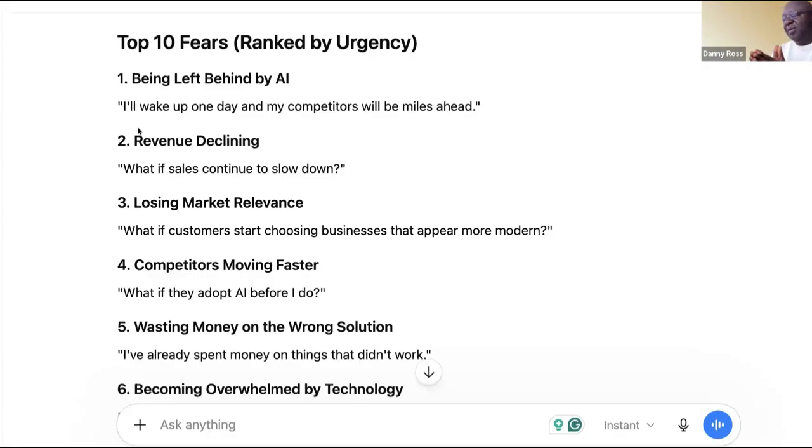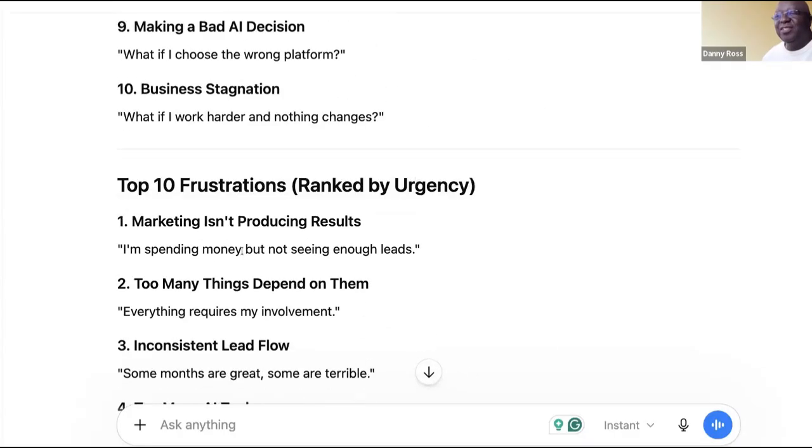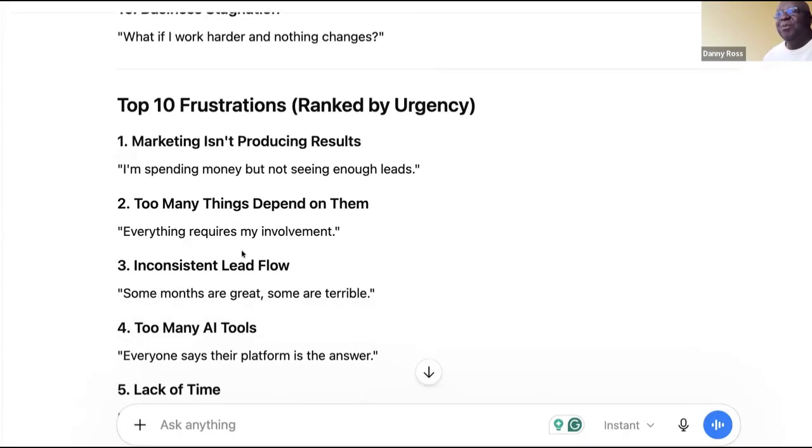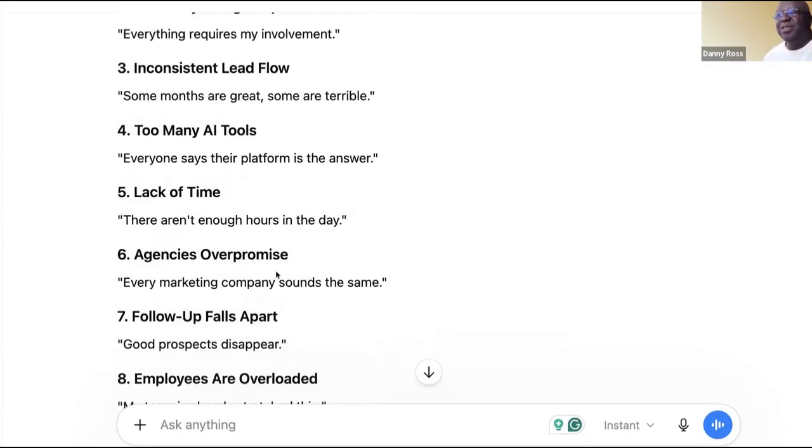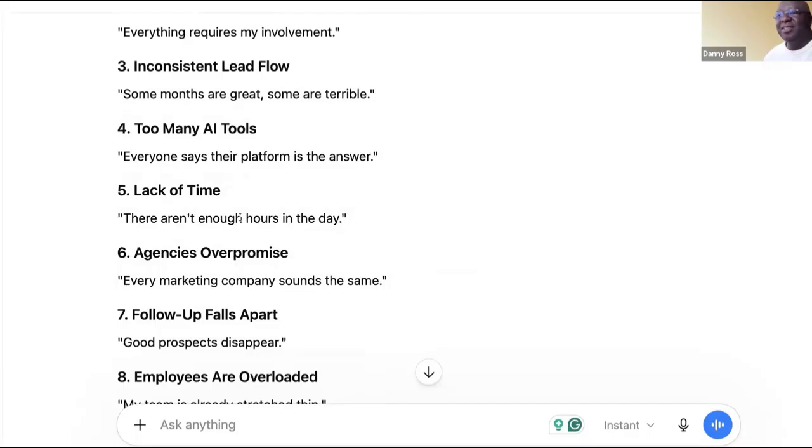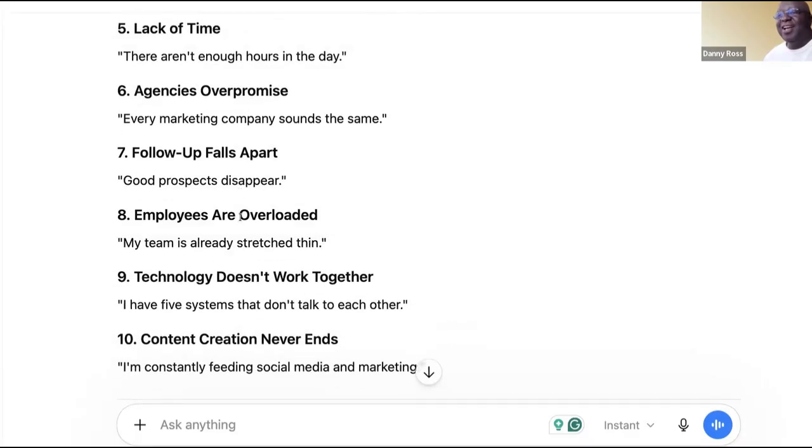So every business is going to be different, and every set of target audiences are going to be different, but the questions are surprisingly very much related to the same. So these are the frustrations. Marketing isn't producing any results. Too many things depend on inconsistent lead flow. Too many AI tools. I hear that all the time. Employees are overloaded. My team is stretched thin.